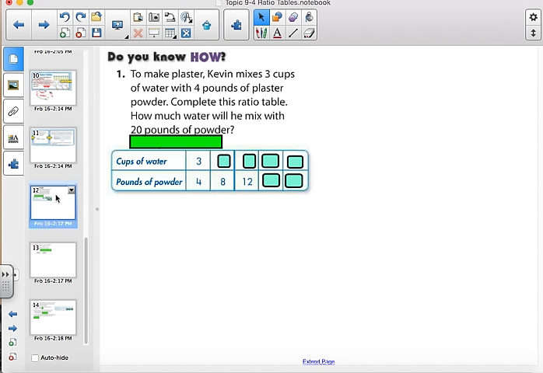Okay? Here's an example of a problem that you might want to give a try, and it is in your book. It's problem number 1. Why don't you pause the video and see if you can solve that problem.